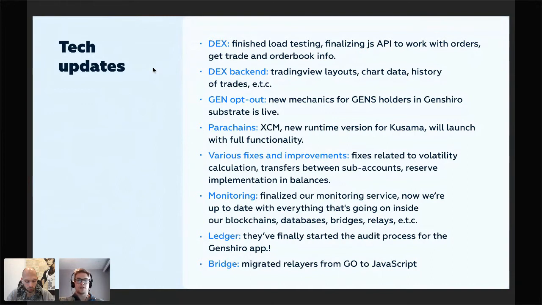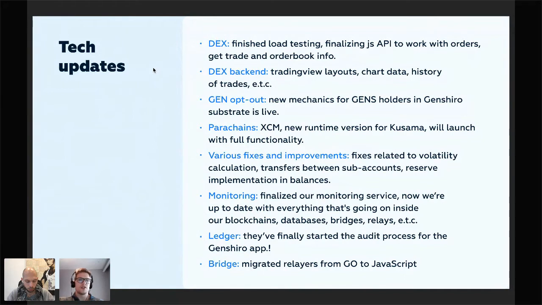We've also worked on the backend side for our DEX because we want to store and collect some critical trading information, per user information, etc., some history of trades, so everything can be displayed neatly in the UI.